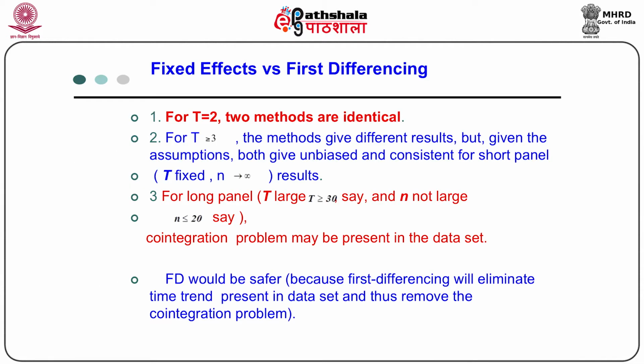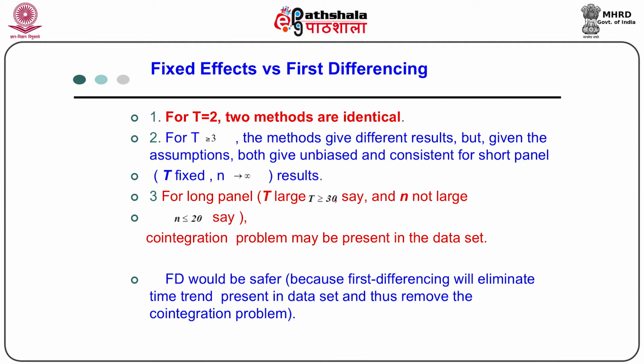In the last class, I introduced the panel data method, and I also introduced the fixed effect model and first difference model. Now, let us make a distinction between the fixed effect and first difference model. Now, for T equal to 2, the two methods are identical. For T greater than or equal to 3, the methods give rise to different results, but given the assumptions both are unbiased and consistent for short periods, as T is fixed and N tends to infinity.